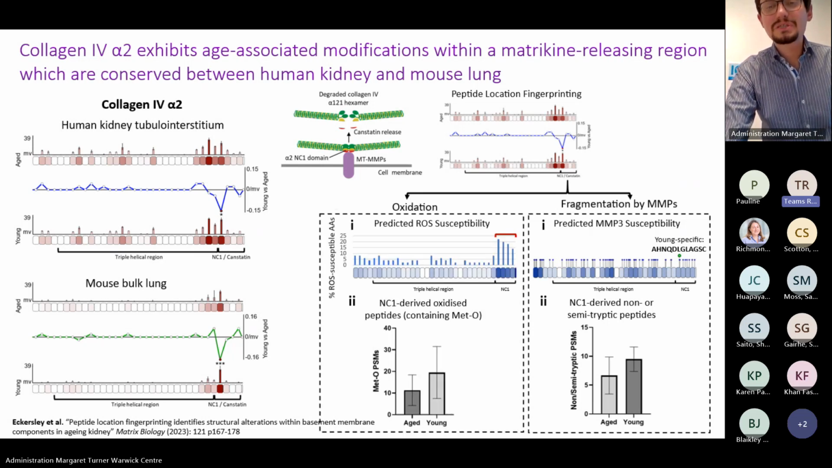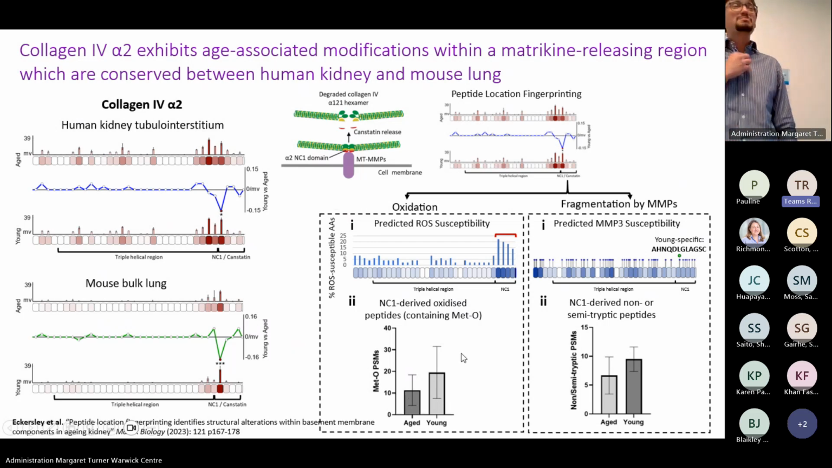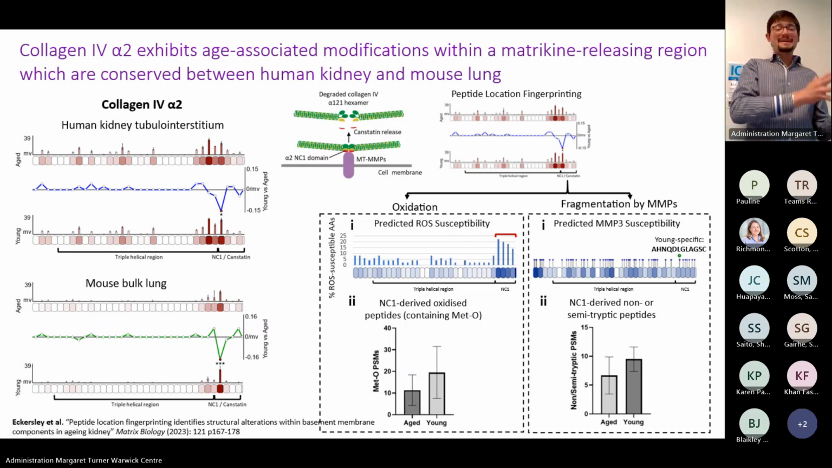Now, just to throw a spanner in the works, we also decided to look at reactive oxygen species susceptibility of this part of the protein. And it just so happens that this NC1 domain, where we see these changes, also turns out to be the area which has the most ROS-sensitive amino acids of the entire protein. And indeed, if you look at methionine oxidized peptides, you see a lot more in younger age. So at this point, we were asking ourselves, is it ROS? Is it MMPs? Is it both?